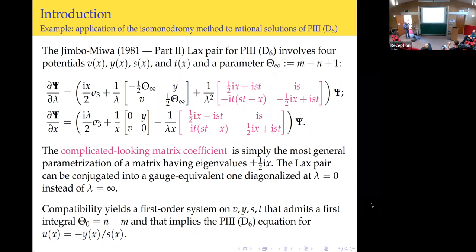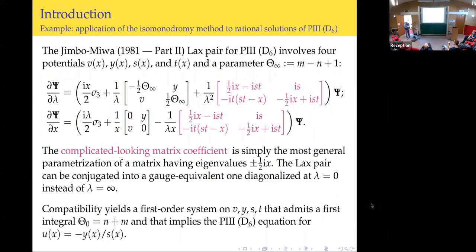So this looks complicated, but what it really is is just a matrix whose eigenvalues are plus or minus ix over 2, which is the same really as this coefficient over here. So those two have the same eigenvalues, and it's just that somehow in the gauge that Jimbo and Miwa wrote it down, they decided to make the leading terms at infinity in lambda, the largest terms when lambda goes to infinity, diagonal. That's what they did. And then you pay the price over here. So that's the lambda equation.